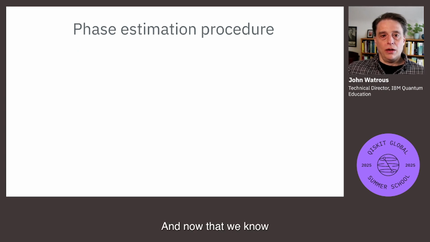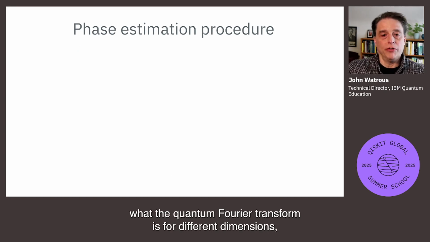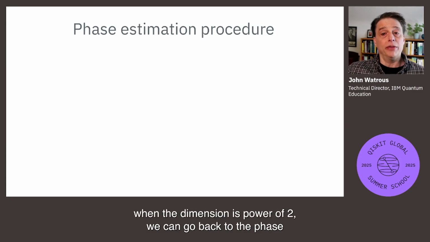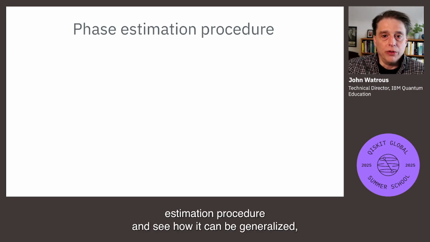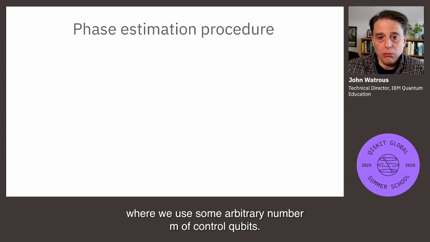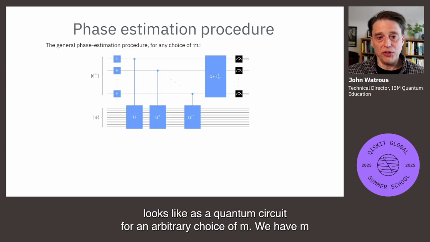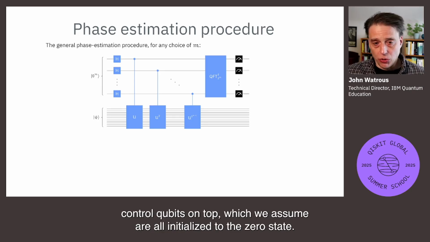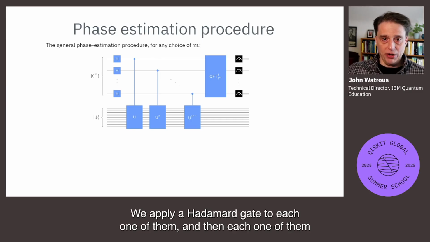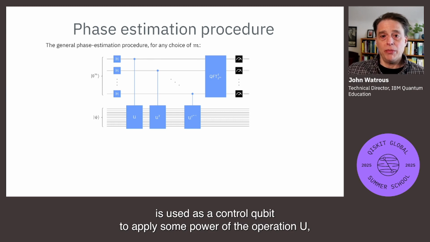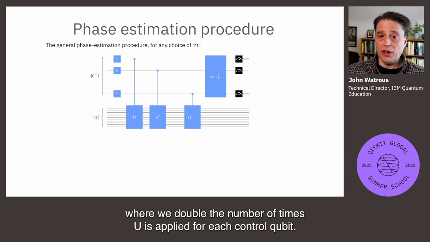And now that we know what the quantum Fourier transform is for different dimensions, as well as how we can implement it when the dimension is power of 2, we can go back to the phase estimation procedure and see how it can be generalized, where we use some arbitrary number m of control qubits. Here's what the procedure looks like as a quantum circuit for an arbitrary choice of m. We have m control qubits on top, which we assume are all initialized to the 0 state. We apply a Hadamard gate to each one of them, and then each one of them is used as a control qubit to apply some power of the operation u, where we double the number of times u is applied for each control qubit.